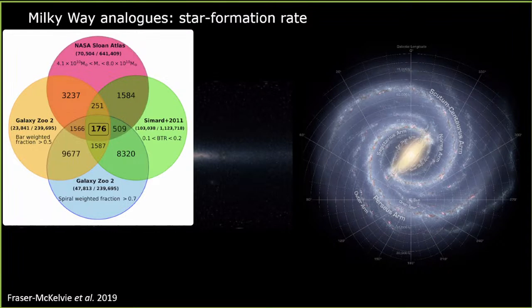Out of almost 650,000 galaxies, we selected about 70,000 that had approximately the same mass as the Milky Way. We selected them to be spiral. We selected them to have a bar, because of course the Milky Way has a bar. And we selected them to have a small bulge, a bulge that is not more than 15 or so percent of the light. We ended up with 176 of those galaxies, some of which have been observed by MaNGA.